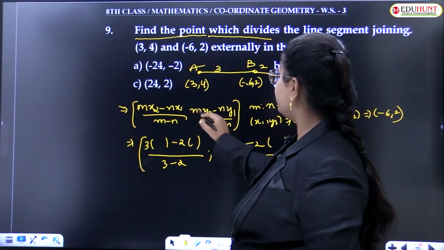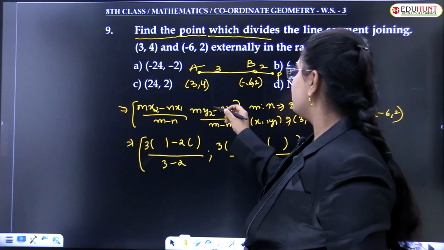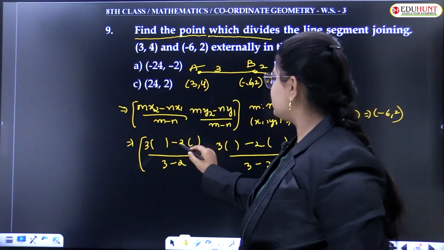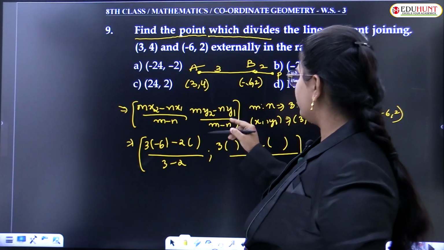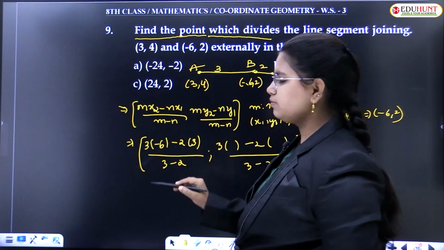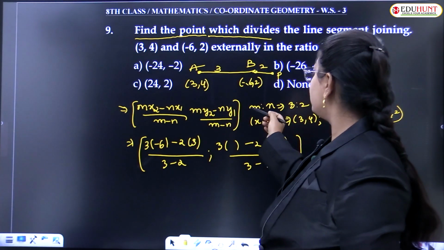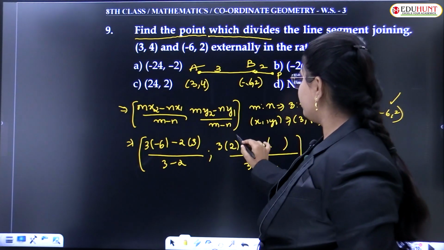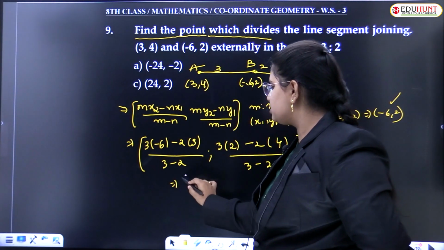What is x1 and y1? 3, 4. x2, y2 is minus 6, 2. What is x2 here? First I have to substitute x2. Minus 6. Correct? x2 is minus 6. What is x1 here? 3. Right. So what is y2 here? Tell me. 2. What is y1 here? It's 4. So now simplify this.